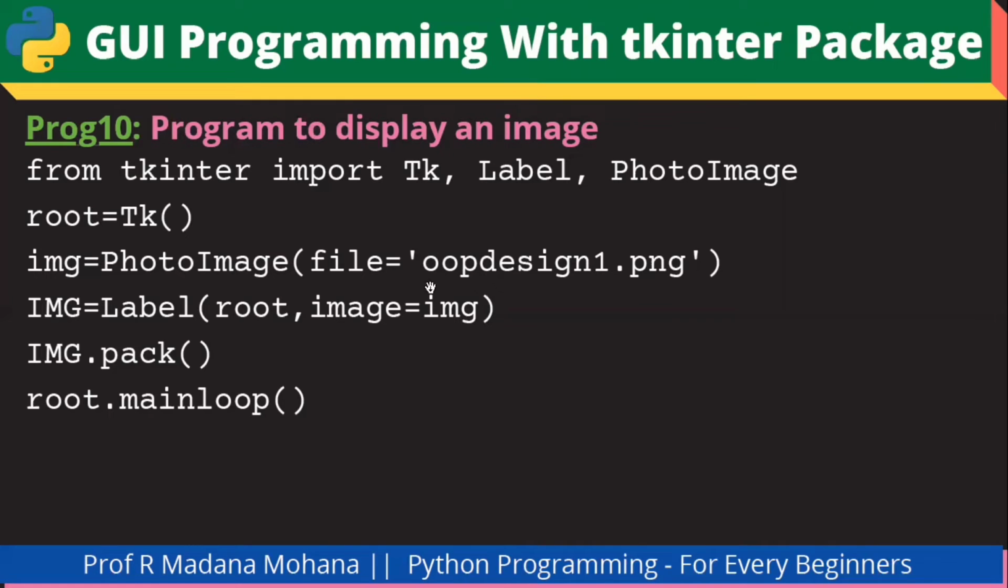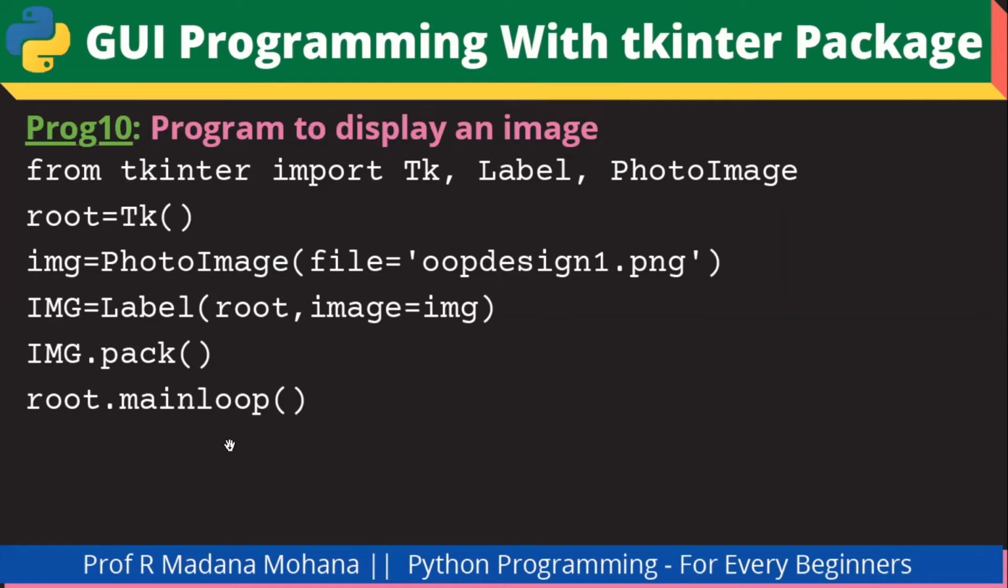If your image is in another location, you can give your working directory path here, or you can move that image to your working directory. Now with this file option, it reads the image. Then here I am providing a label for that, using the Label method, with another object, Img equal to Label of root comma, image equal to img. Then you can use the pack method. Here capital Img is the new object for the label. So Img.pack, then root.mainloop.